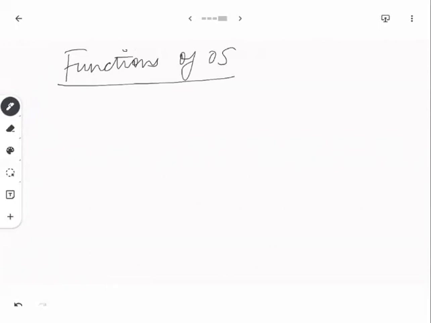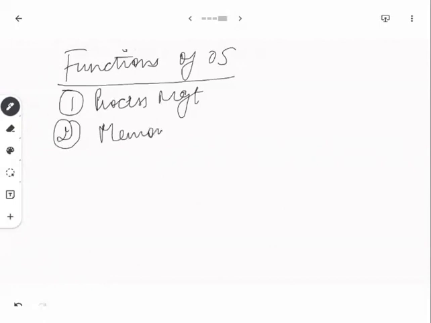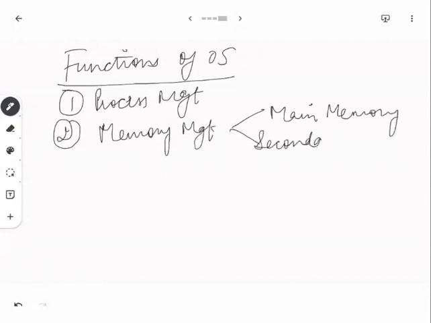So the first primary function of any OS is process management. As I said, your operating system is the overall manager, so all kinds of management this operating system is doing. First, this is process management. Second, it can be memory management. Here, memory management will include both your main memory management, that is your RAM, and also your secondary memory management, this is your hard disk. So it will be dealing with both kinds of management.